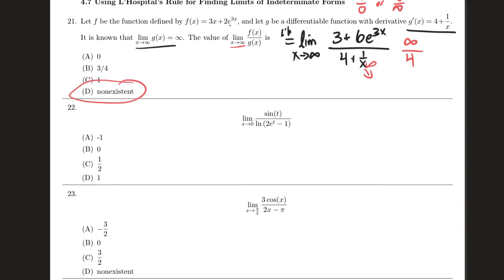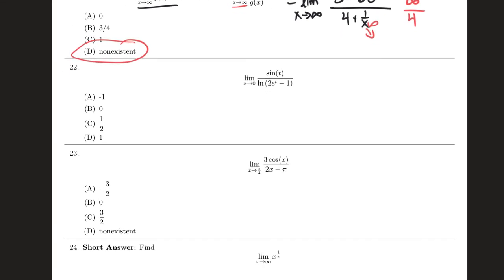All right, so on to the next one. Again, the first thing you always want to try to do is plug in 0. So we get sine of 0 is 0. The natural log of 2 e to the 0 minus 1, that's 2 minus 1, which is 1, which is also 0. So I get 0 over 0, so I have to do L'Hopital's rule. Big surprise, because it's in the section about L'Hopital's rule.